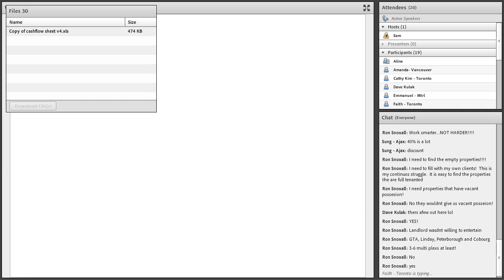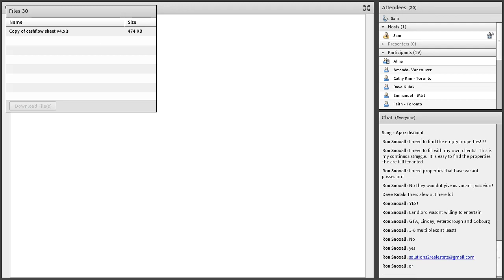3 to 6 unit multis, plexes at least. Ron, what about rooming houses, like houses with 5 bedrooms? Does that work? No, okay. They've got to be separate units? Okay. So there you go.